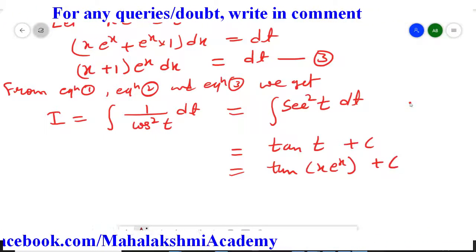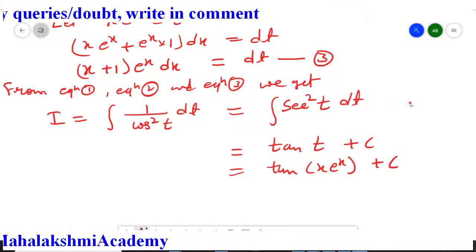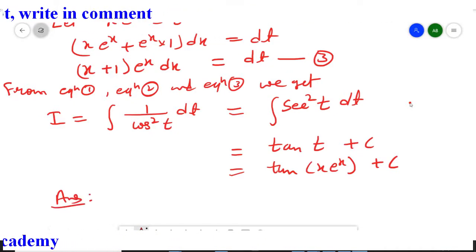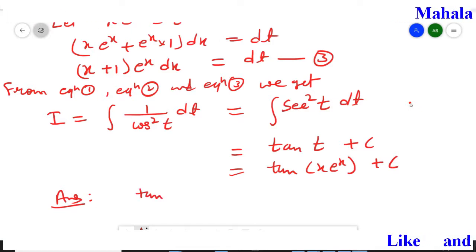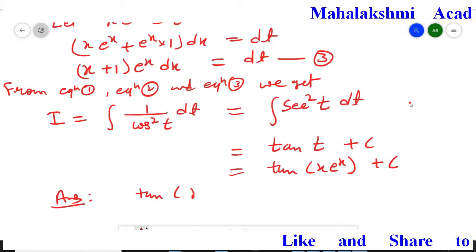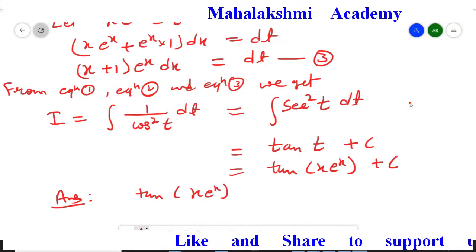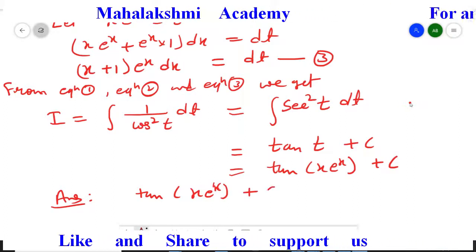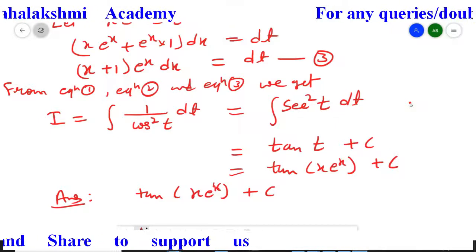So that's our answer. So like this we have completed question number 8 second part and 9 first and second part also. I hope these 3 questions are clear to you. Further, if you have any doubt, you can write in the comments so that I can clear all your doubts. Thank you.